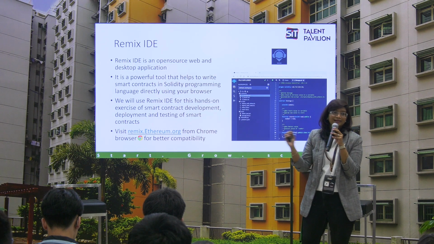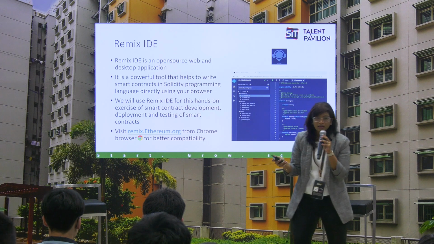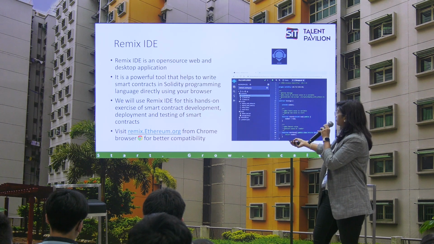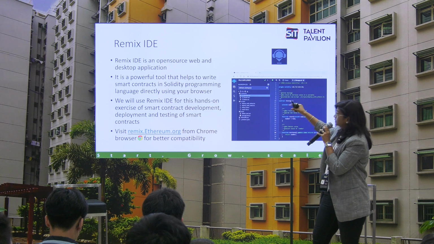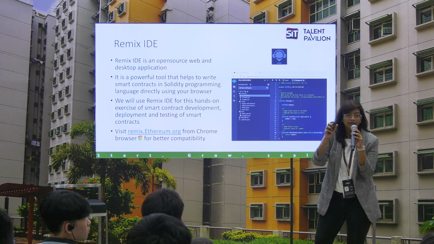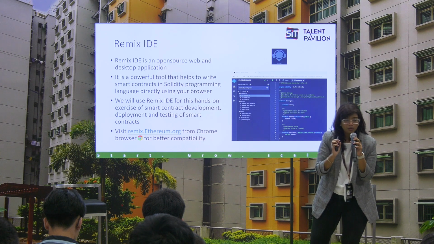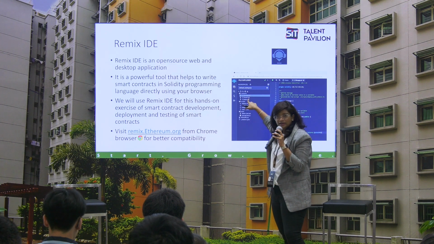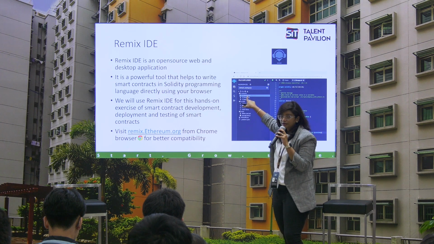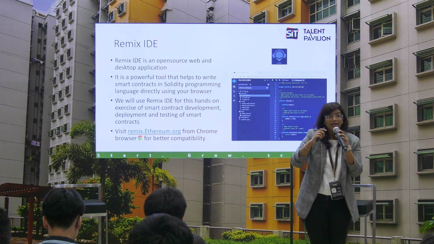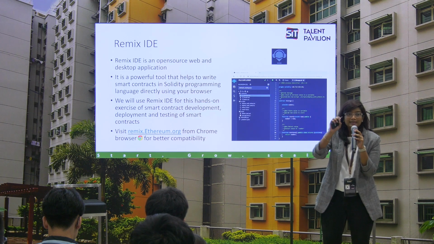If you want access to the slides, feel free to email me. I have a document that I can share with you, wherein you can go to this powerful tool, the Remix IDE. It's an online smart contract development tool. There are some sample smart contracts already available, so you don't have to write one. You can try to execute them, compile them and deploy them using the testnet.